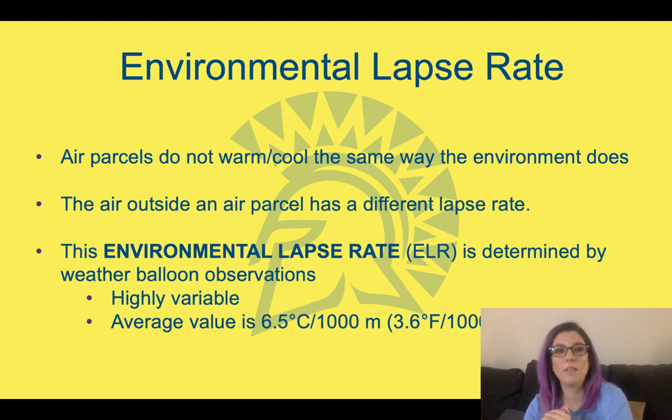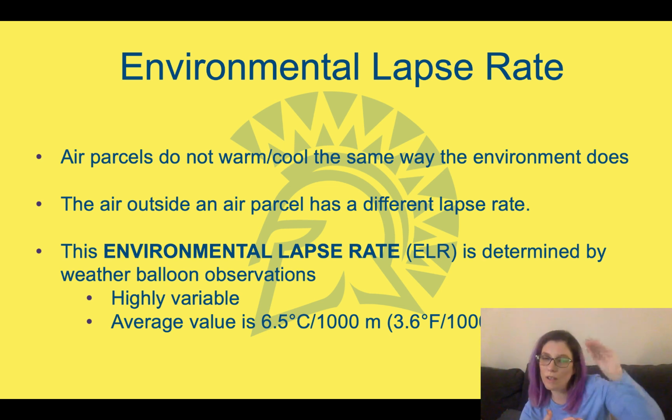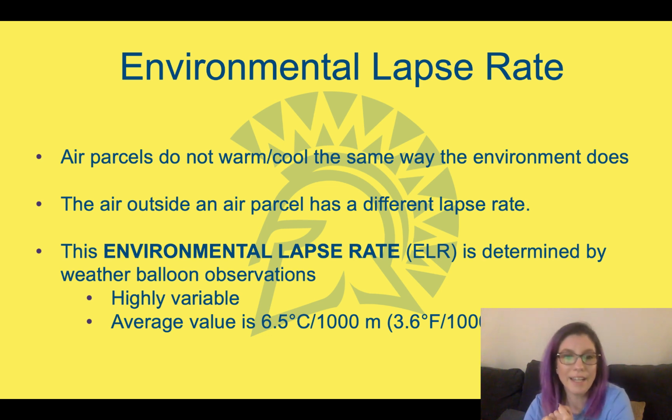The air parcels don't warm or cool the same way the environment does. The air outside an air parcel has a different lapse rate, which is what we consider the environmental lapse rate. We measure it with weather balloons and radiosondes. It's part of the reason we have them going up in the atmosphere, and part of the reason they take measurements at certain levels. This is highly variable. The average value is about 6.5 degrees Celsius per 1,000 meters. It's going to change all the time, and it's not going to be the same.